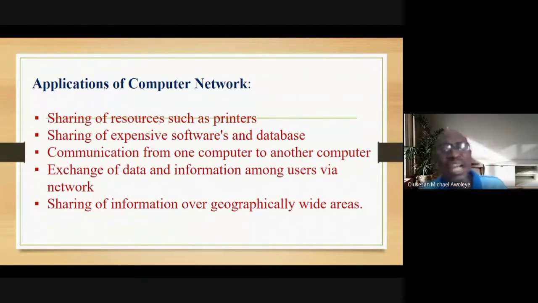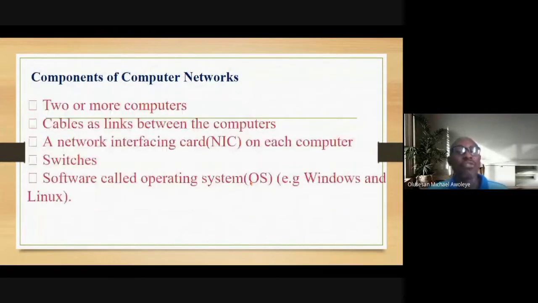Another one is sharing of information over geographically wide areas. If you are in Nigeria, for example, you're collaborating with a friend, maybe in the United States. Another one also wants to connect with you in South Africa, say. Now, if there is no network by which you can work together, maybe at the same time, or not necessarily at the same time, there's no way you can share resources and information. So these are some of the key necessities for having computers come together in a network.